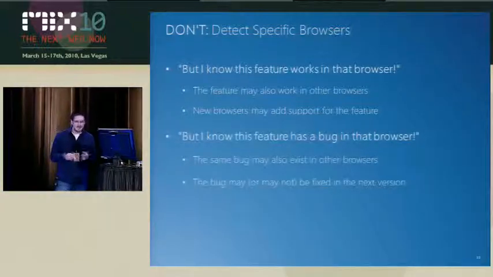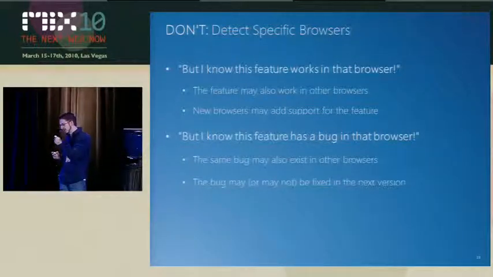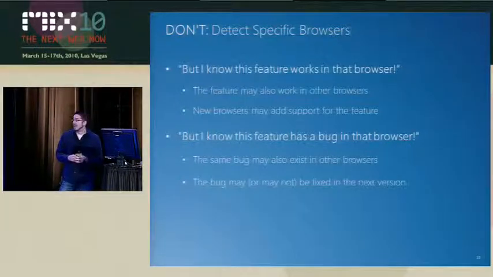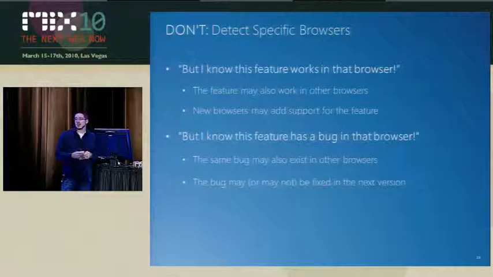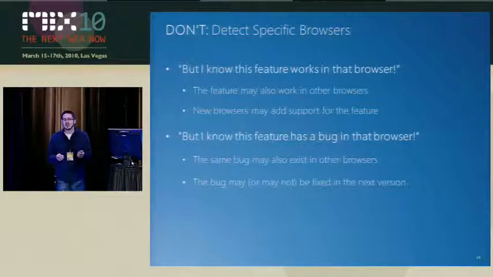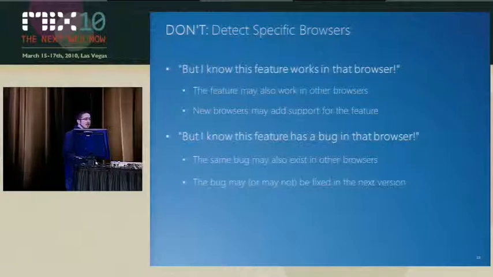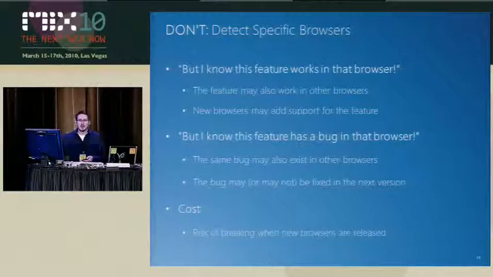Another question you might have is, specifically when you're detecting bugs, you think of it as, oh, this is a bug in this version of this browser. Of course, the same bug can, and a lot of times does, exist in other browsers. And the real thing you end up wondering about is, if the bug's in the latest version of the browser, you don't know if it's going to be fixed when the next version of the browser is released. So by doing version detection, you're basically rolling the dice a little bit and guessing, is that bug still going to be there next time or not? By doing behavior detection in those sorts of cases, your site will automatically adapt. And the cost here is the risk of breaking when new browsers are released.